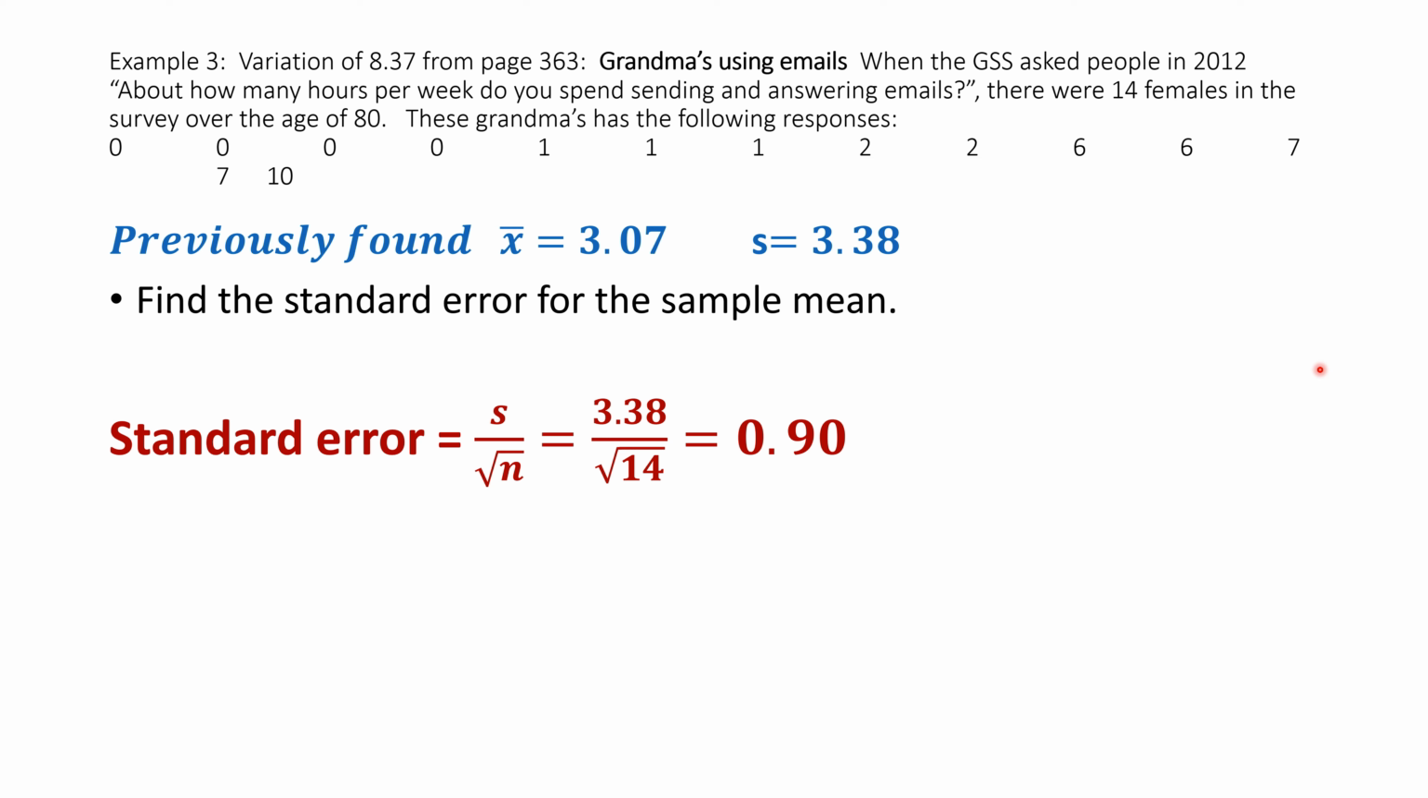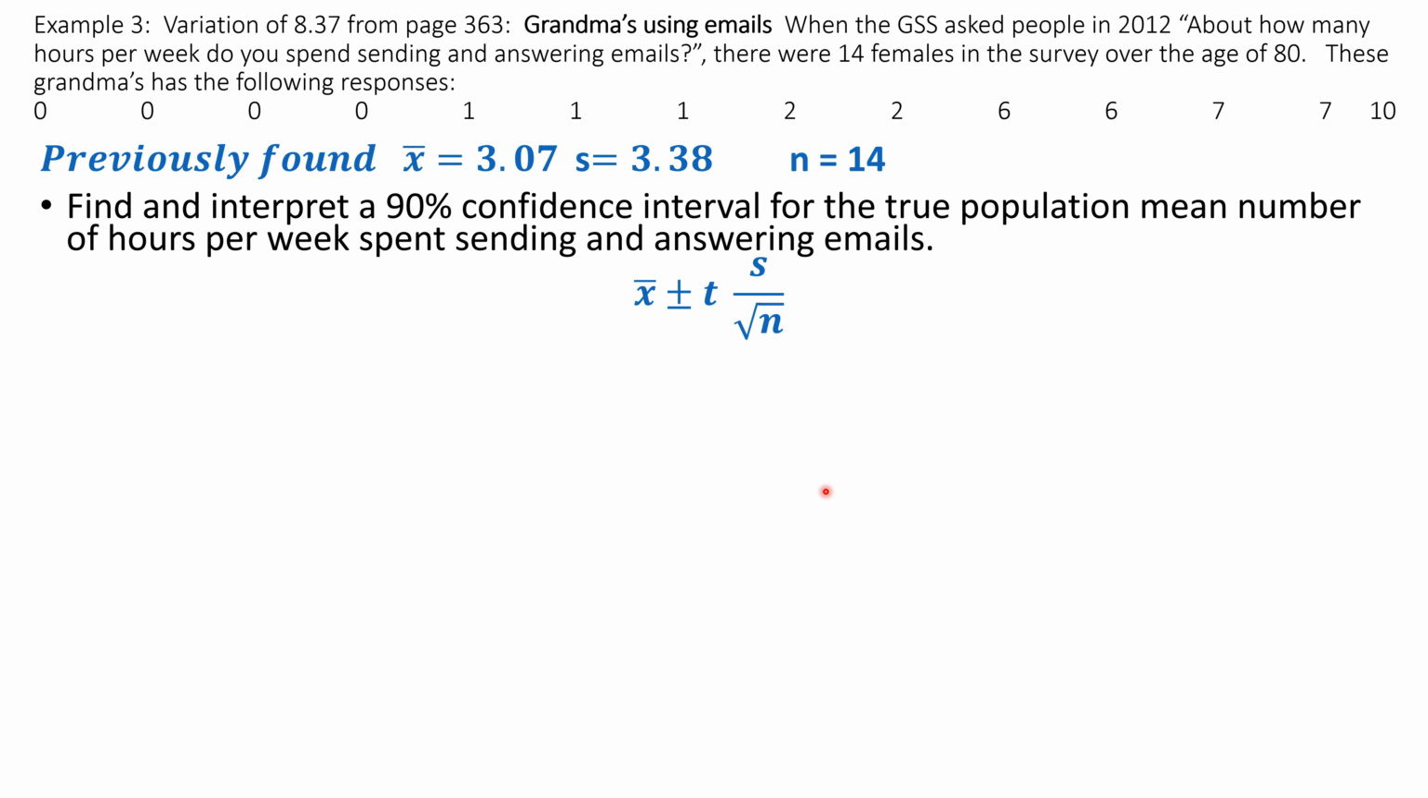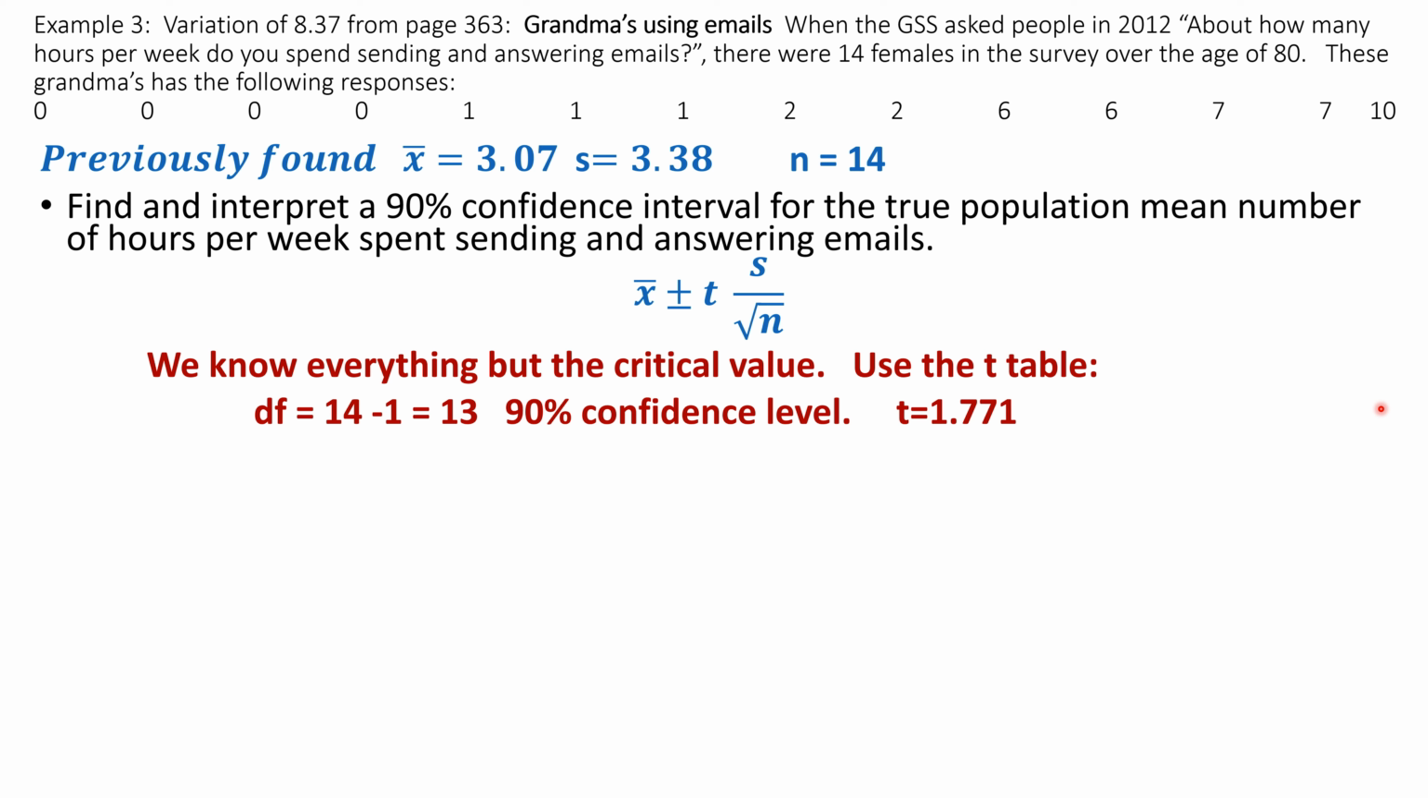Recall the formula of the standard error. It is calculated as the sample standard deviation divided by the square root of the sample size. Please verify this calculation by yourself. Now let's try to find and interpret a 90% confidence interval for the true population mean number of hours per week spent sending and answering emails. In this case, we know everything but the critical value.